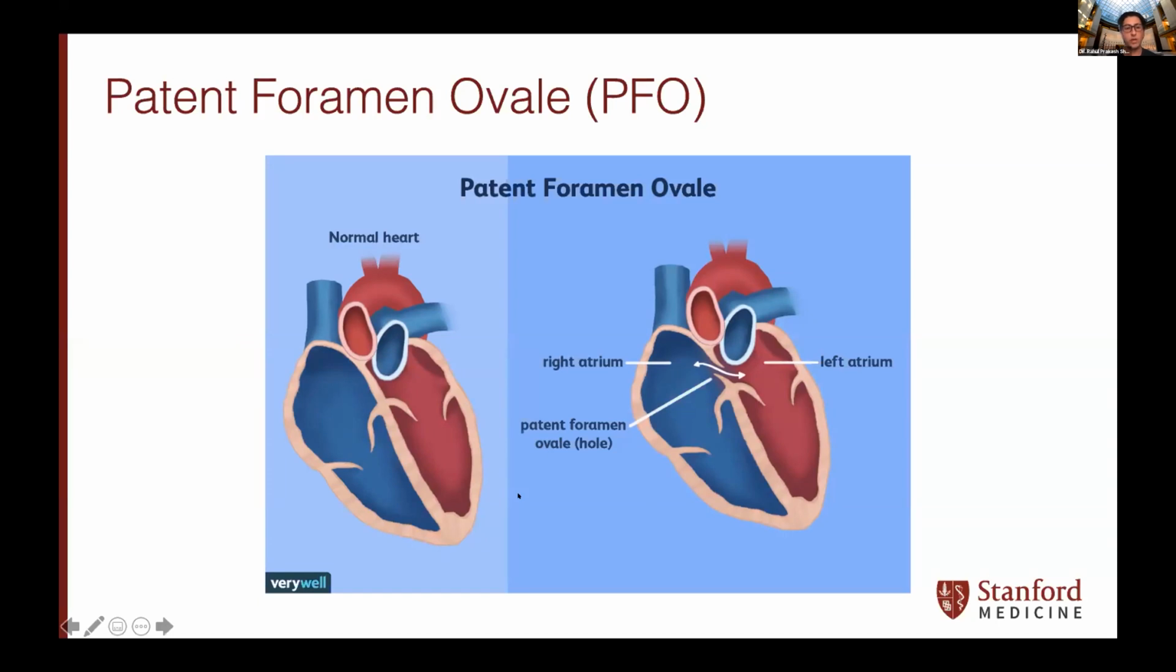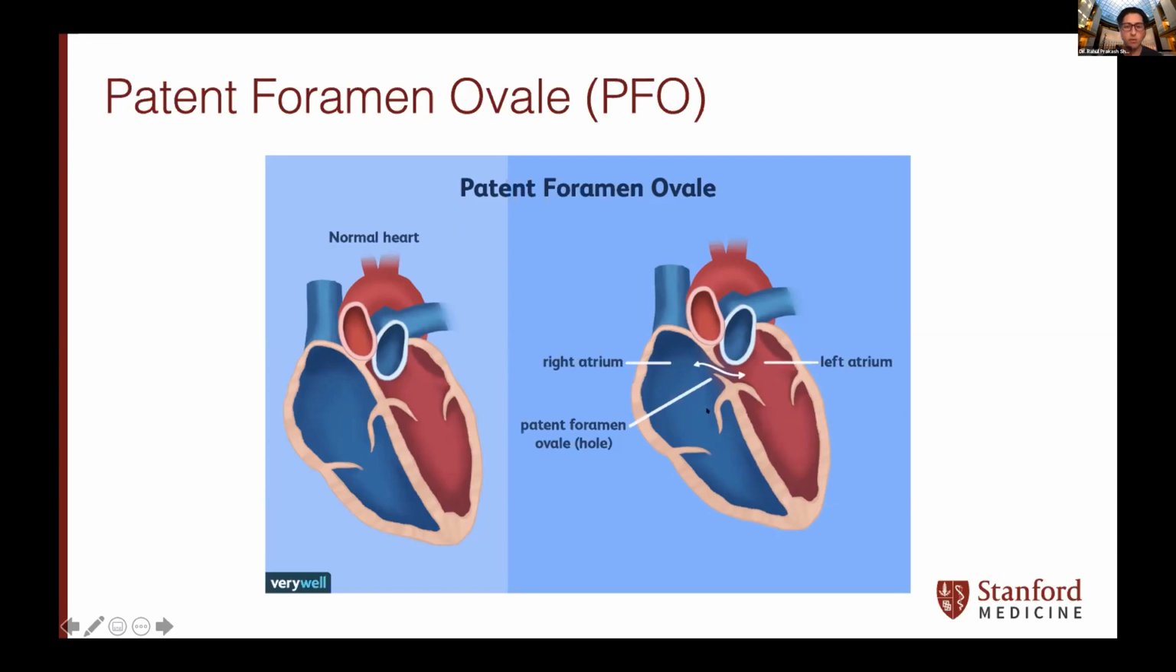Now, it's very common, so 20%, so 1 in 5 people walking around actually have this. In the vast majority of patients, this won't cause any issues at all. And a lot of people don't even know about this. It's an incidental finding. However, under certain conditions, the flow of blood can change such that blood flows through this hole from the right side of the heart into the left side of the heart.